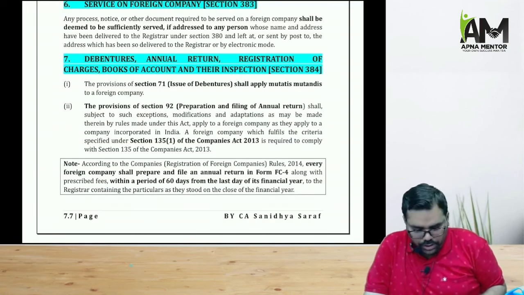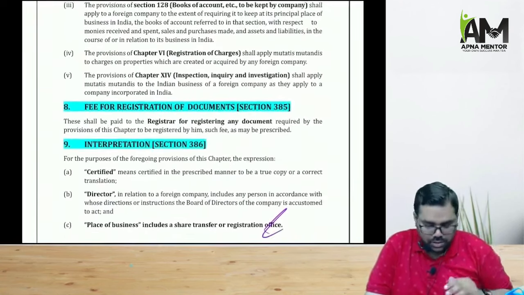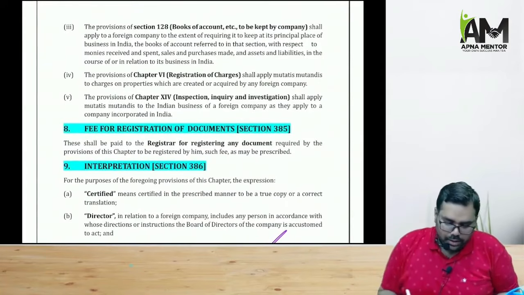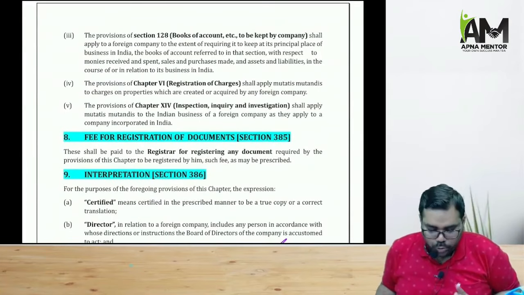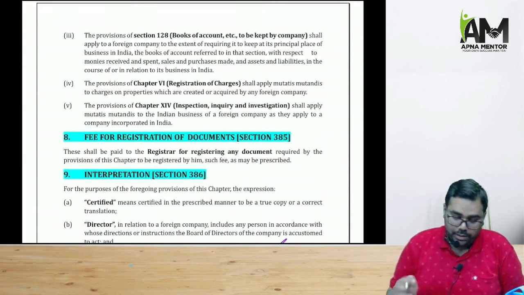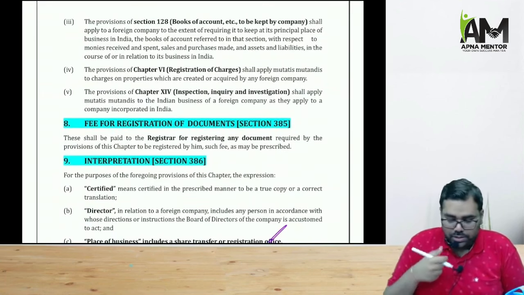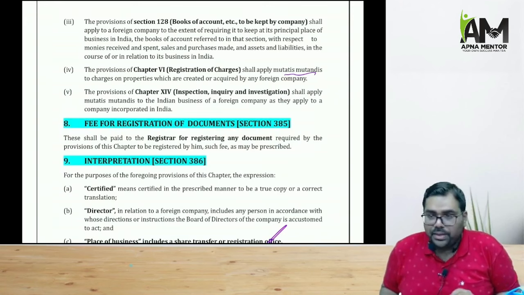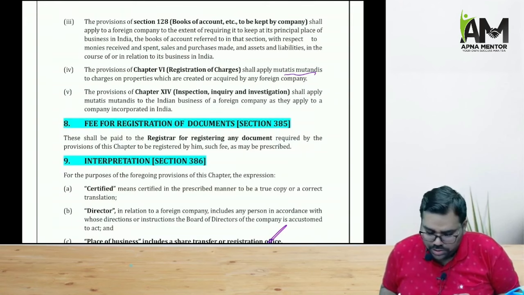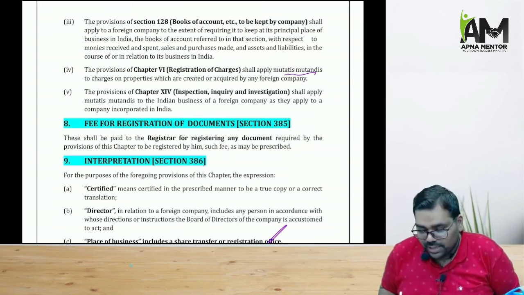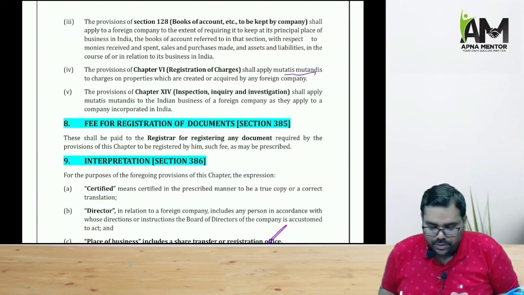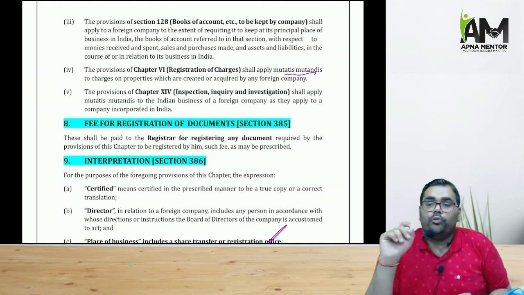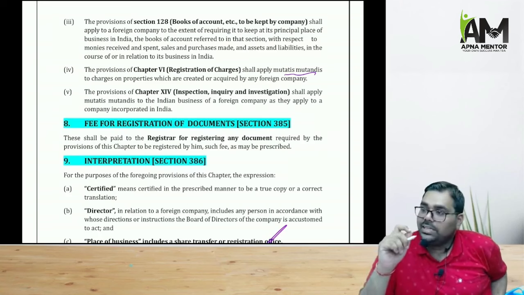Now here, if you see, there is one word that is used in the last two points. The provisions of chapter 6, that is the registration of charges, shall apply mutatis mutandis to charges on properties. The same word they have used in the last line also. The provisions of chapter 14, that is inspection, inquiry, investigation, shall apply mutatis mutandis to an Indian business of a foreign company. So what do we mean by the expression mutatis mutandis?